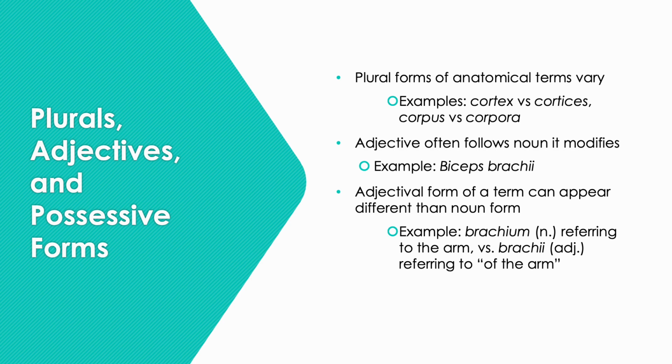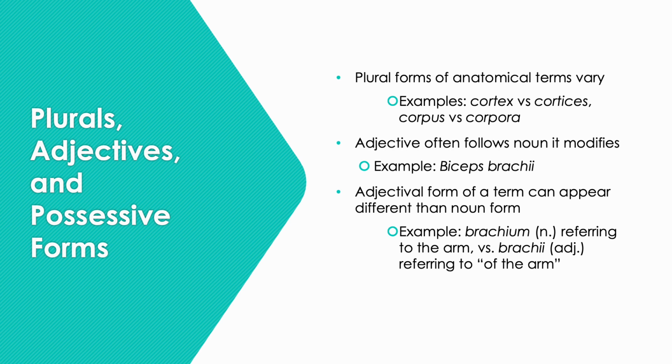In anatomy, adjectives often follow the noun they modify instead of going in front of them. So in English, our adjectives go before our nouns. The white dog, the blue car. In Latin, it's the other way around. Very similar to Spanish, how the noun goes first and then the adjective second. So an example is biceps brachii.